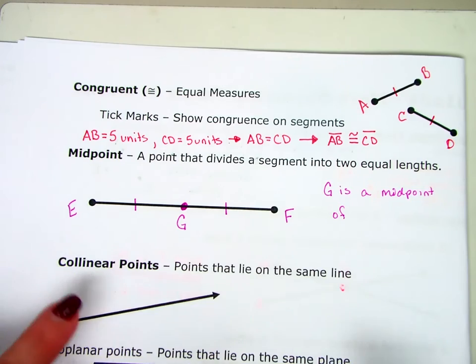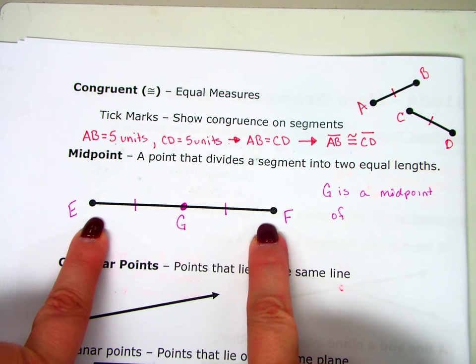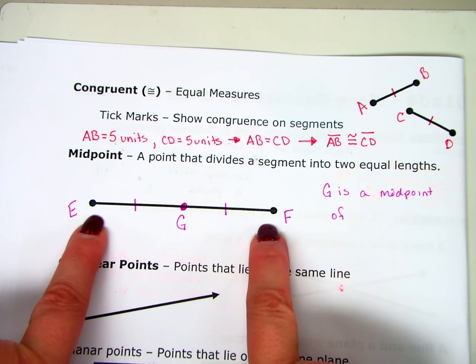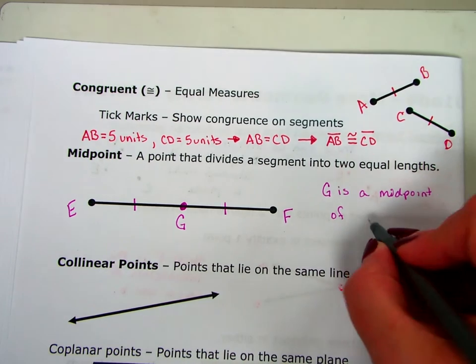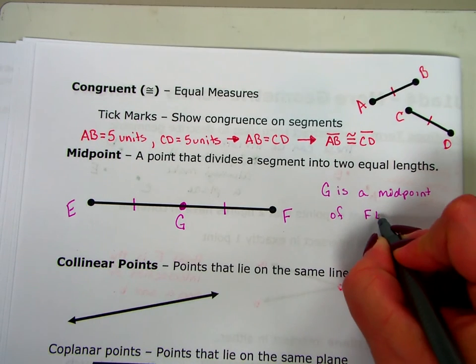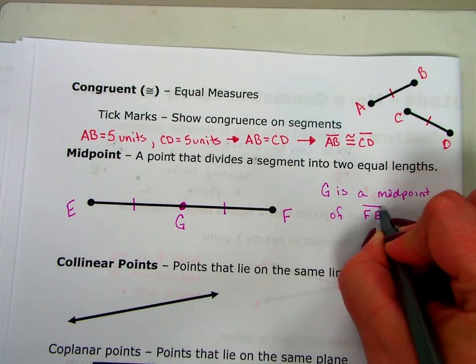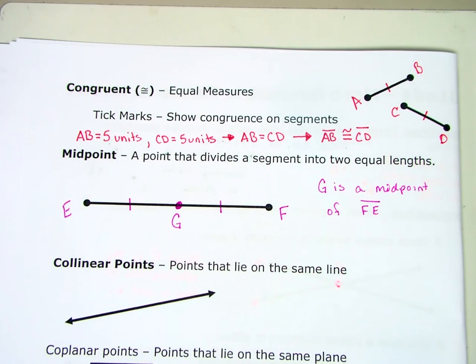of, how do I name the whole segment? E, F. Could I call it FE? Yes. Or EF? Yes. What kind of letters do I have to use? Capitals. I'm going to go FE. What is that, iron? Yes.